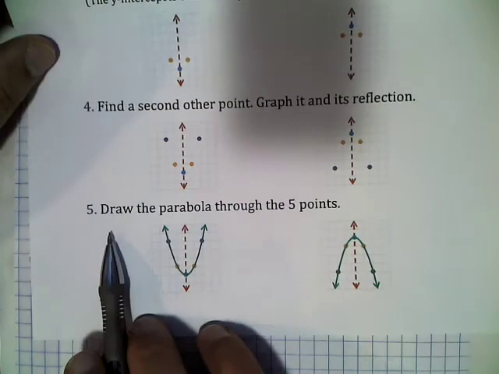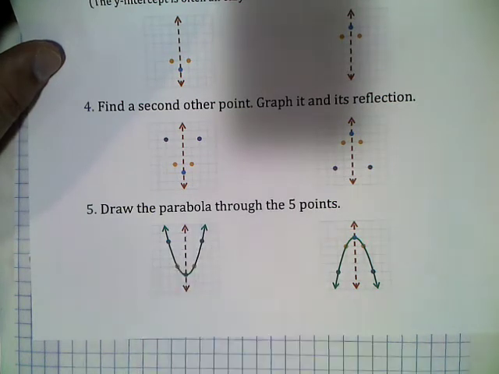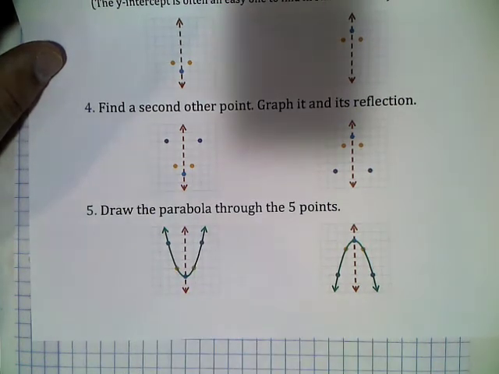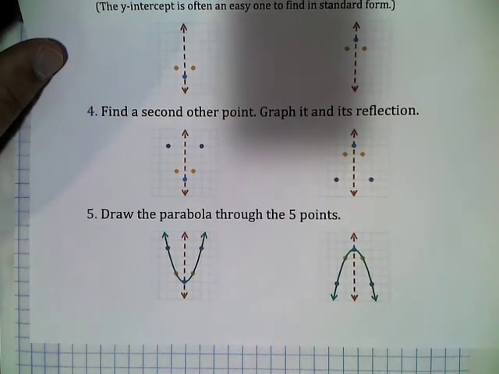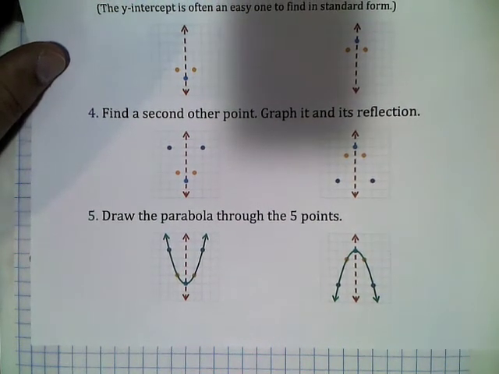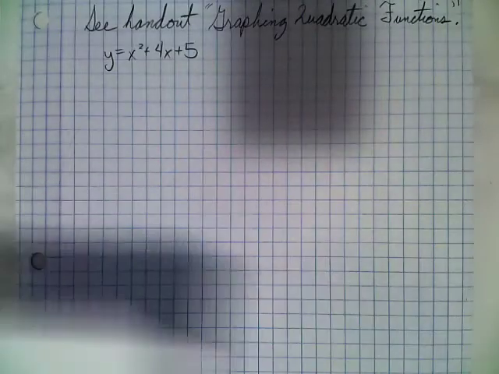And then finally, number 5, we draw the parabola through the 5 points. You could go with more points than 5, but I would say 5 is a minimum. If you really want to get the shape of the parabola, 5 is really a minimum. So with that being said, let's go ahead and try this out.